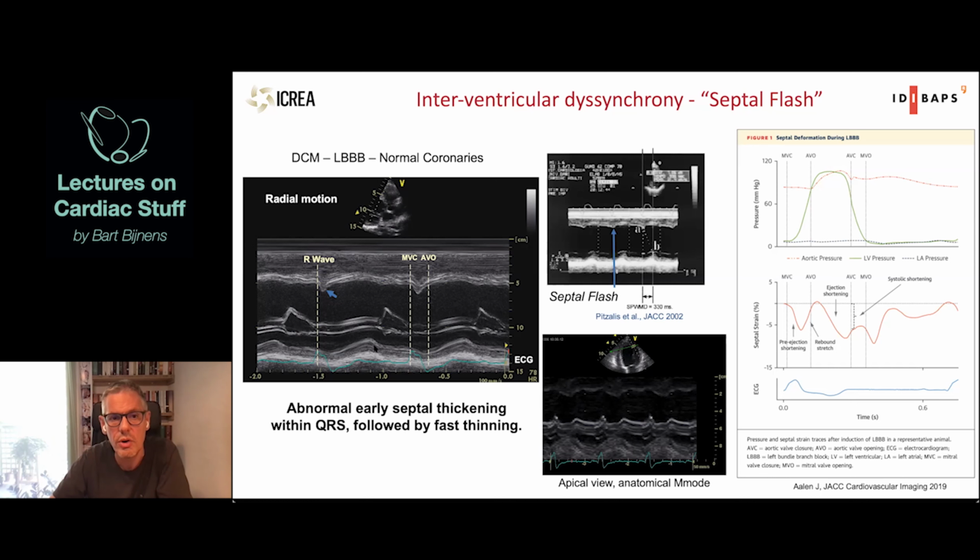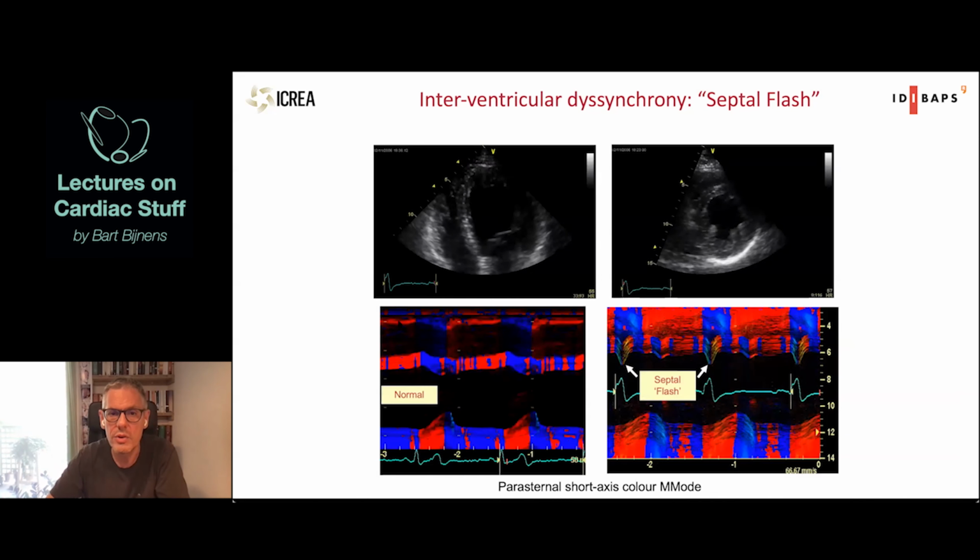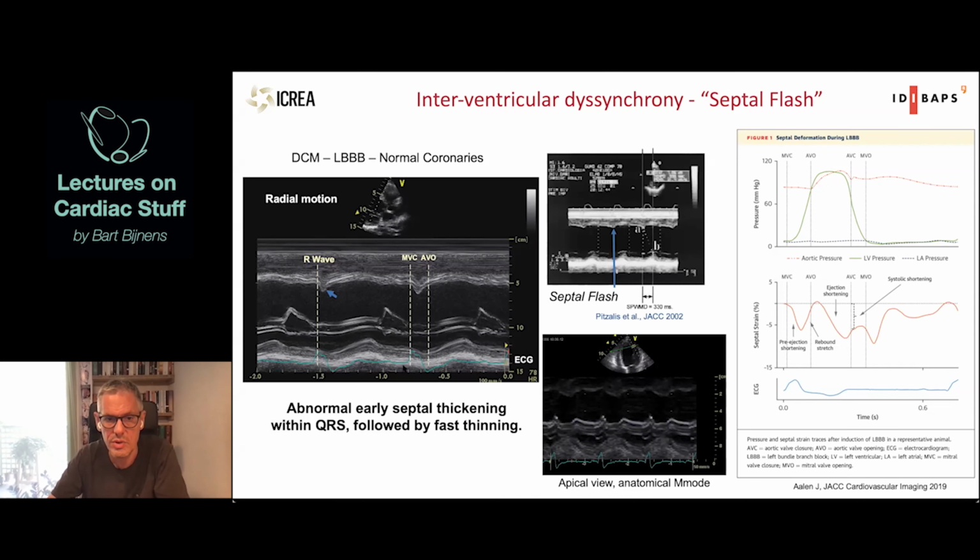You see immediately that this is a very large ventricle, because this is very inefficient. Your whole septum, although it is normal tissue, does not contribute to the ejection. You can look at it in different ways. With the traditional M mode or parasternal view, you can use an anatomic M mode from a 4-chamber view, or you can measure strains in different ways, where you also see what has been called this pre-ejection shortening, and some people call it rebound stretch.